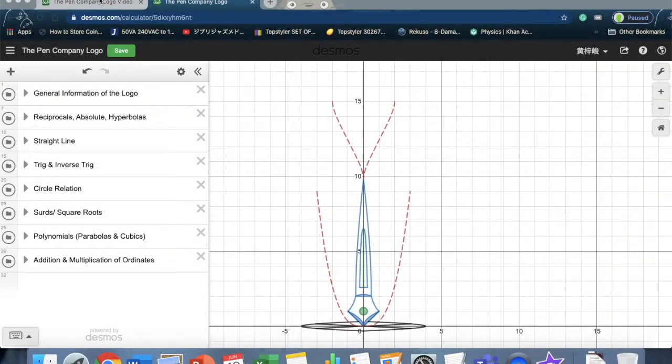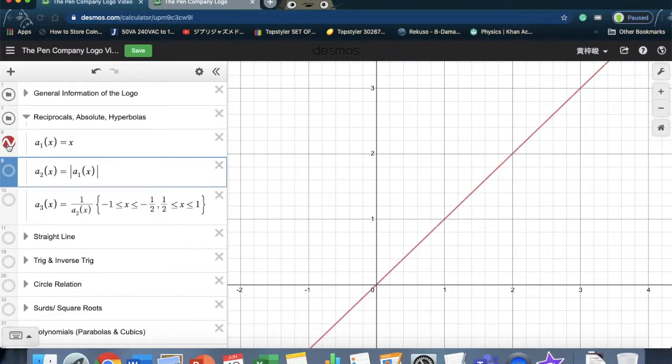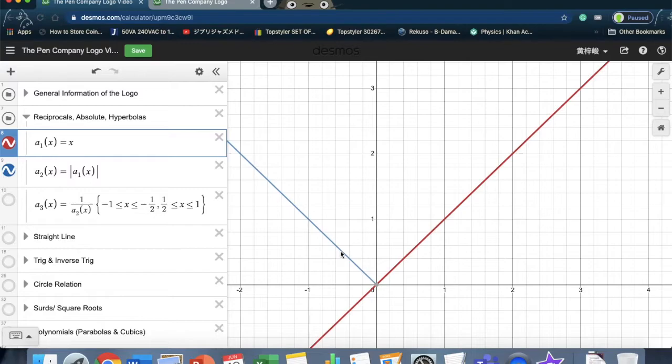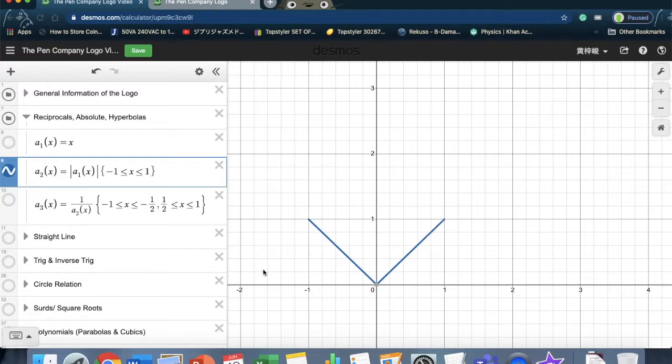My logo represents a fountain pen, which is my client's product. Now we start with a1(x) and then take the absolute of the function, flipping the negative part of the graph above the x-axis. We then restrict the graph with a domain between -1 and 1, with the range found by subbing in the domain's x values, getting a range of between 0 and 1.